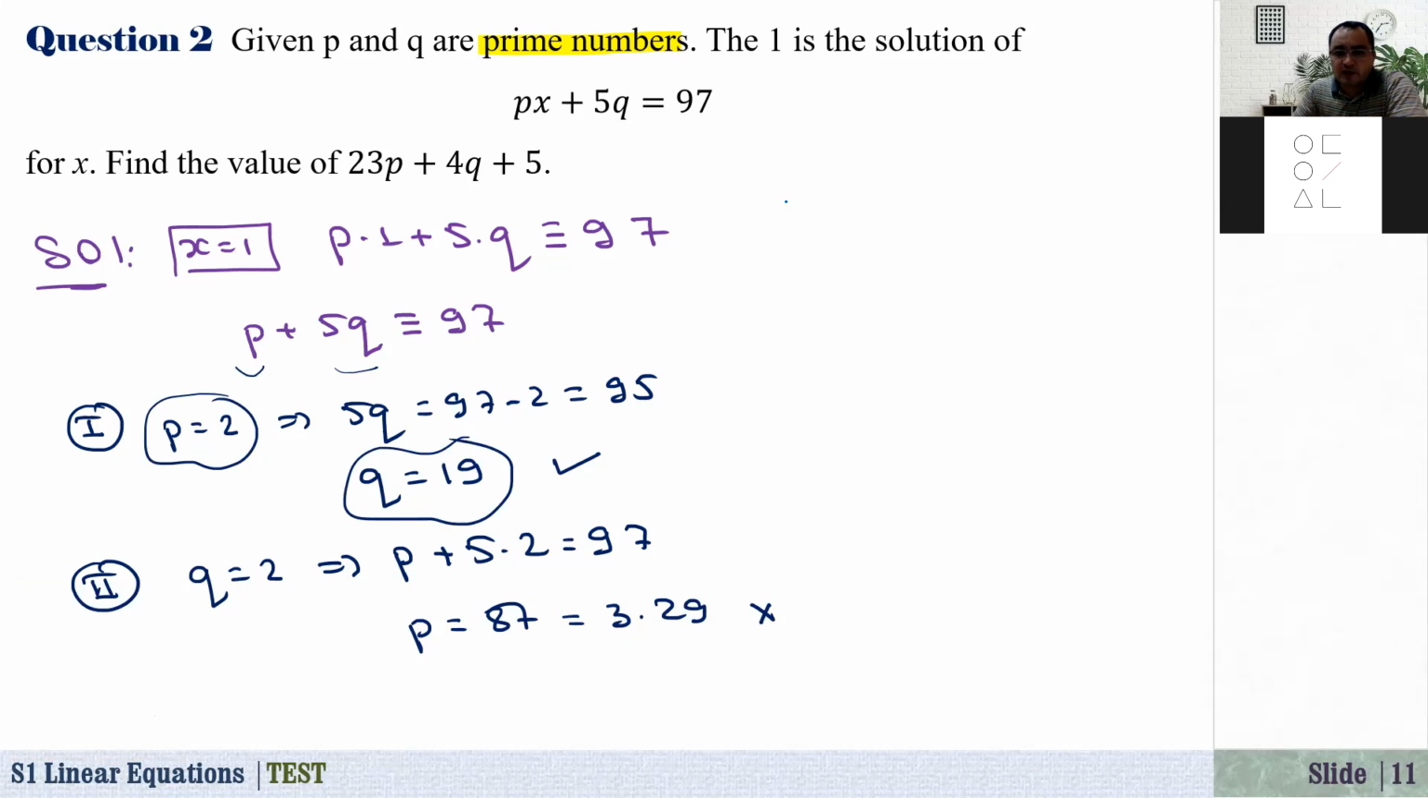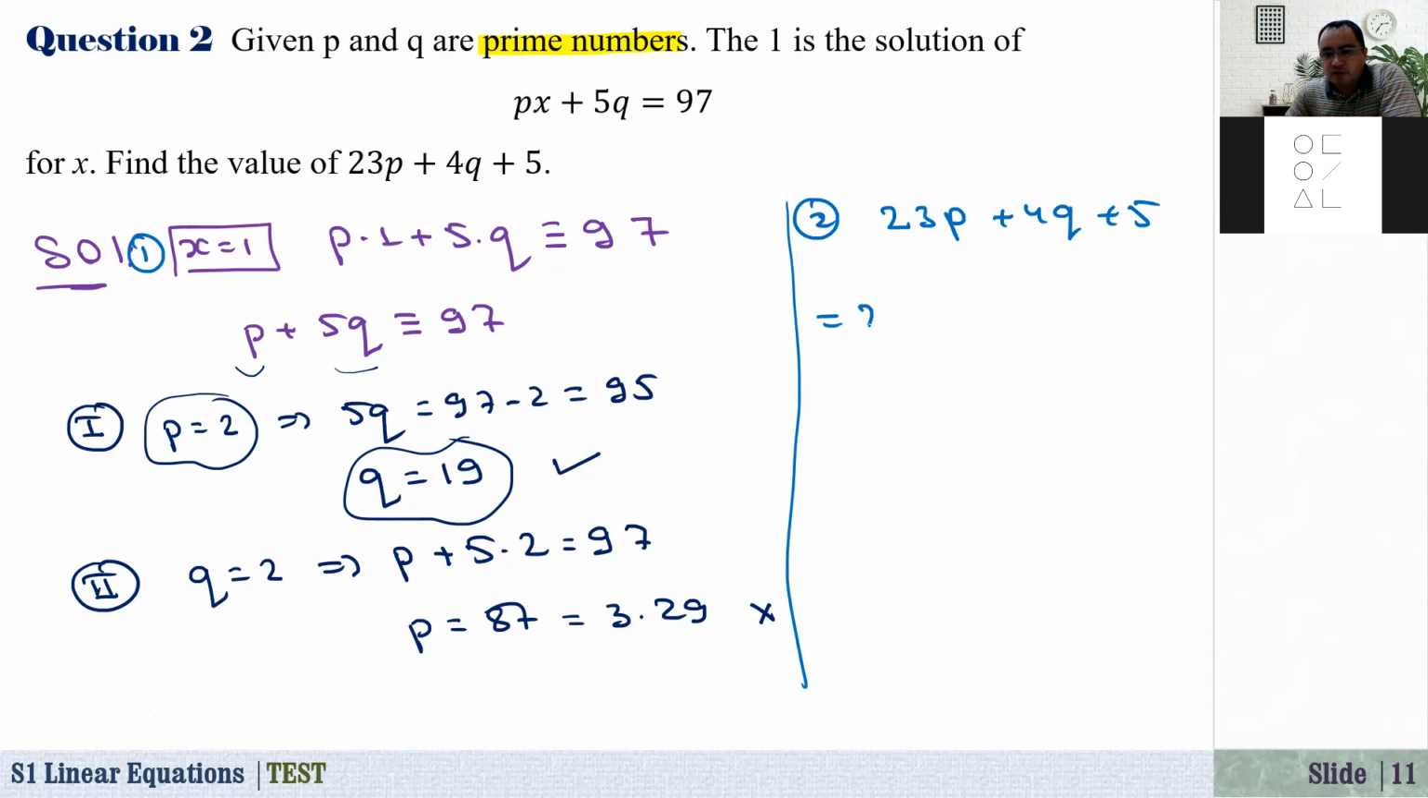So using this one now, we can answer this question then. And then, okay, let's just write this the first step. And here we have the second step. Here we have 23P plus 4Q plus 5. That's equal to 23 times P. What is it? It is 2. Plus 4 times Q. Q is 19 plus 5.